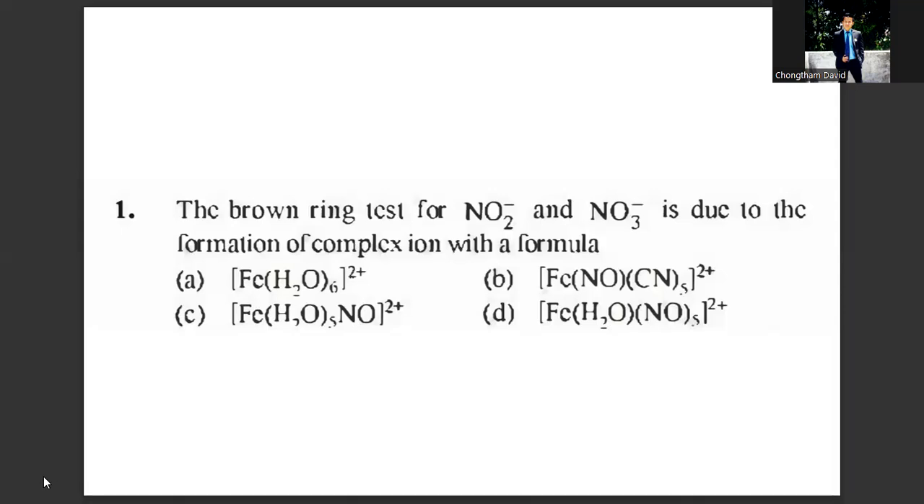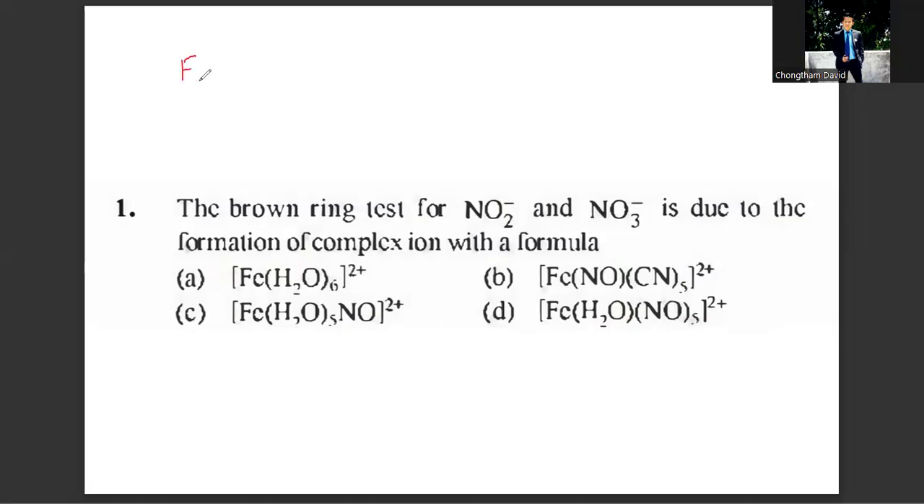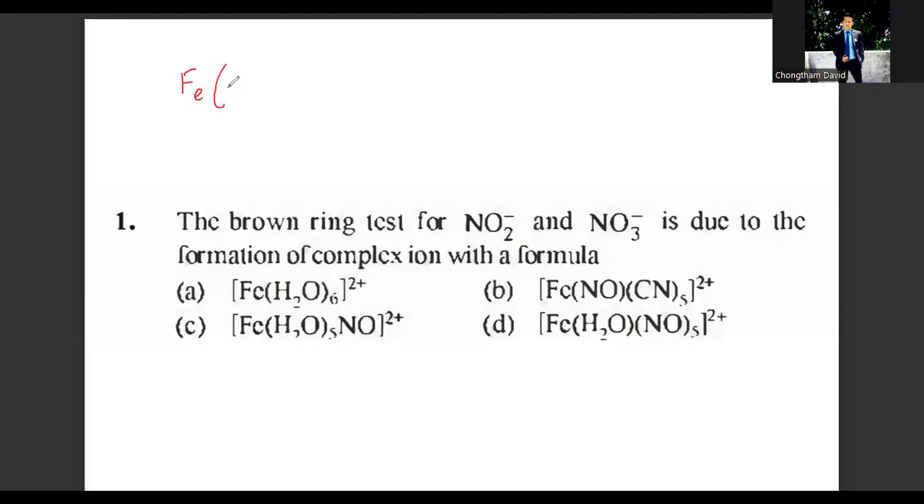The first question: the brown ring test for nitrite and nitrate is due to the formation of a complex with a formula. This brown ring is a complex coordination compound. It is actually pentaaqua nitrosyl ferrous sulfate. So after the dissociation of the complex in the aqueous medium, you are going to obtain the ion.